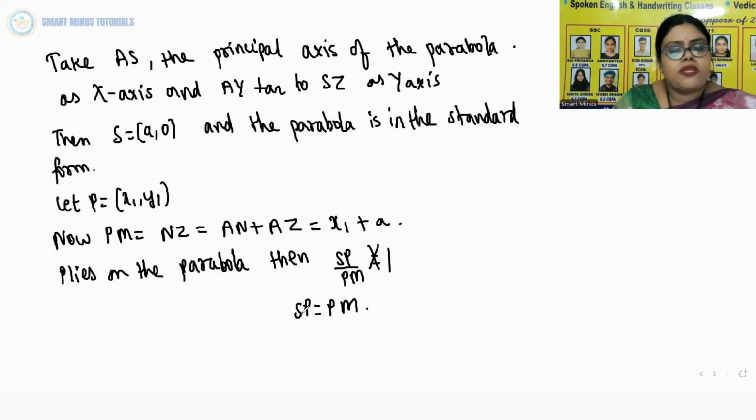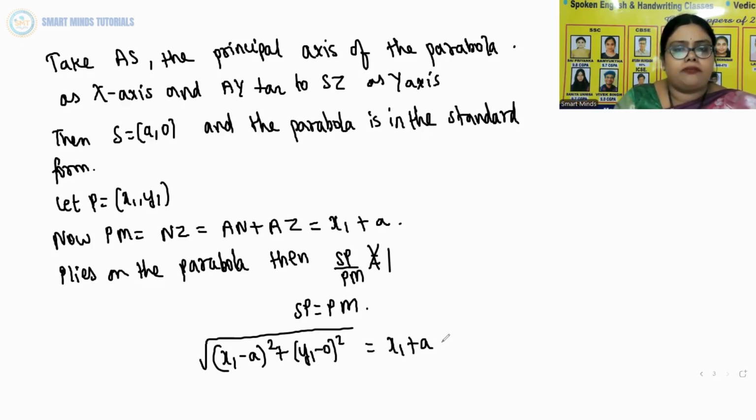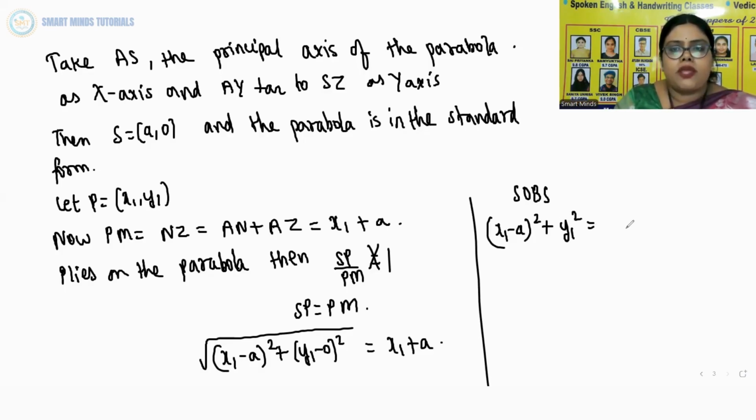What is SP? SP is the distance between S and P. So S is a comma 0 and P is x1 y1. Now we apply distance formula here. So root of x1 minus a whole square plus y1 minus 0 whole square. And if you look at the figure, what is PM? PM is x1 plus a. Understood. Now if you square on both sides, root gets cancelled and you get x1 minus a whole square plus y1 minus 0 is y1, so that is y1 square, equals x1 plus a whole square.